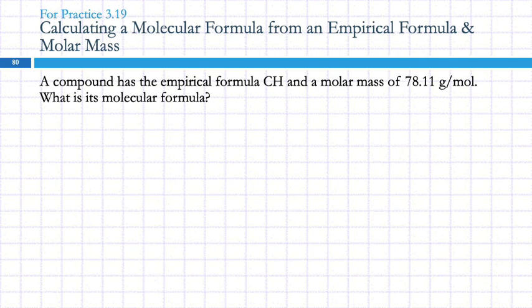Okay, a compound has the empirical formula CH and a molar mass of 78.11 grams per mole. What is its molecular formula? So we're looking for this multiple, or multiplier. We're going to take the molar mass and divide by the empirical formula molar mass.